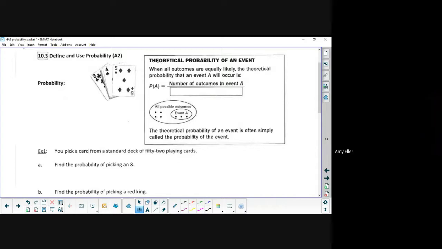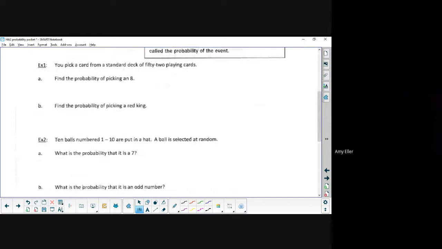Example 1, you pick a card from a standard deck of 52 playing cards. Find the probability of picking an 8. So let's write probability. You can just put 8, or you can say picking an 8, whatever. I like to do the bottom first sometimes. The total out of the whole deck is 52 cards. How many 8s are there? 4, one of each suit. So I could draw 4 different cards and be successful. What does that simplify to? 1/13. You do have to simplify. I don't actually require you to write the P of 8 every time.